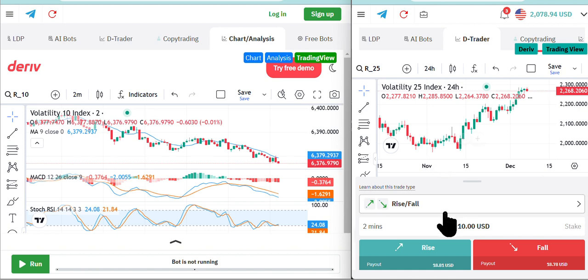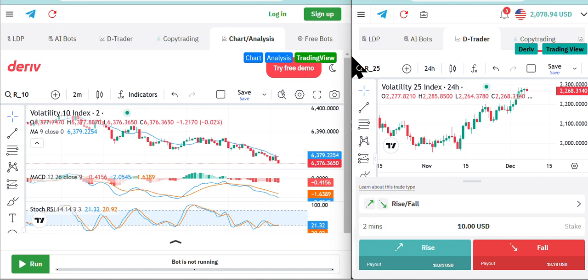So if the direction of the market has indicated that this market is going on a rise, and you have confirmed that everything is going on a rise, then you shall click on rise. And if it's on a fall, then you're going to select fall. So that's how we always analyze the rise and fall market.